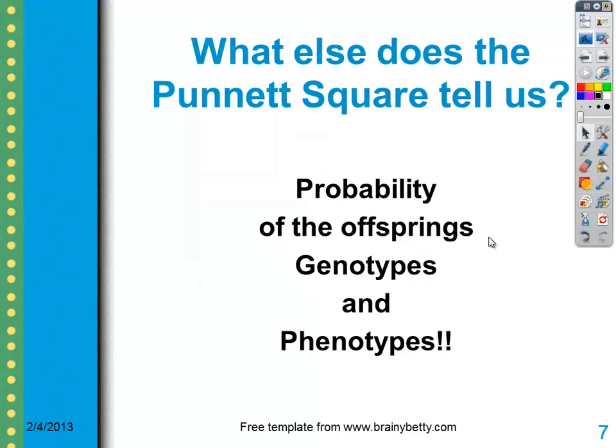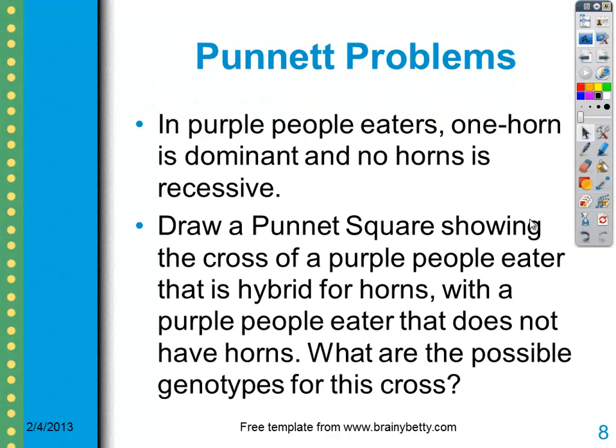So this is kind of what we just went through, the probability of the offspring, the genotypes, and the phenotypes. We can look at the probability that each of those is going to happen. So for this cross, we're gonna break it down even more into steps. So in this one we have purple people eaters. 1 horn is dominant and no horns is recessive. We're gonna draw a Punnett square showing the cross of a purple people eater that is hybrid for horns with a purple people eater that does not have horns.